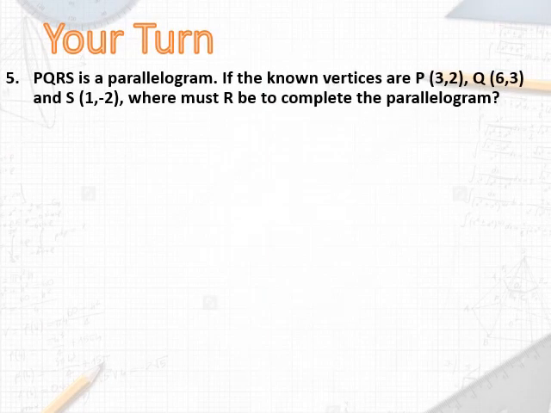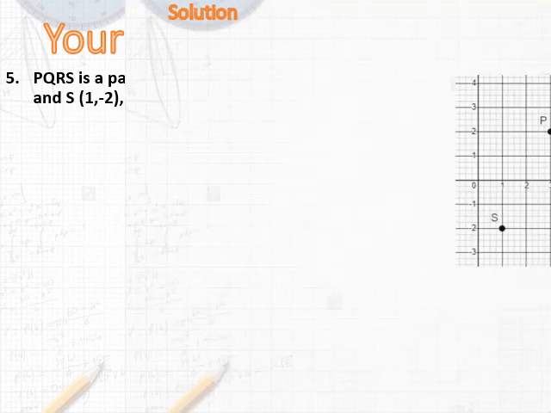Last one, it's a parallelogram. You've got 3 points. Where is point R? So get it on a diagram, try and show me where point R must be.